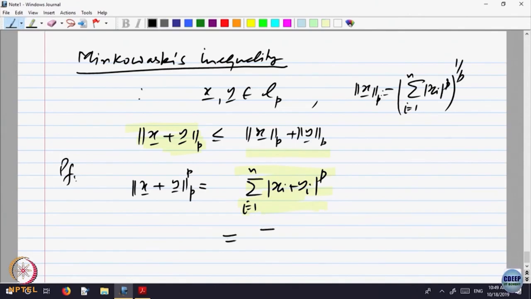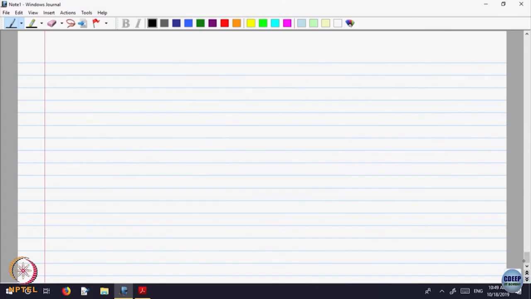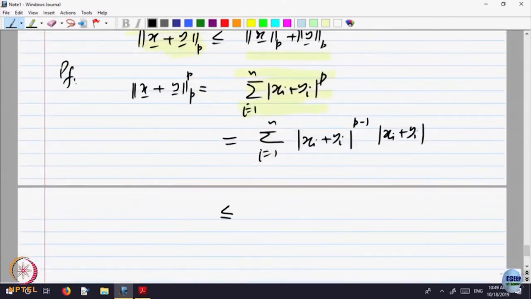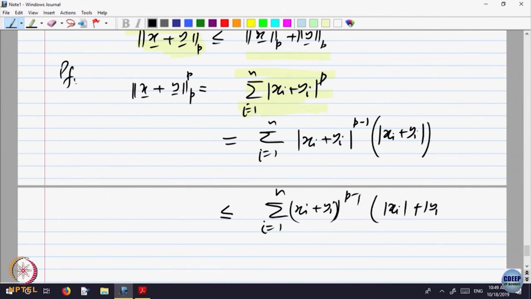So, write this equal to summation i equal to 1 to n mod x_i plus y_i raised to power p minus 1, into mod x_i plus y_i. Is that okay? Why am I doing that? Because this gives me immediately that this is less than or equal to, if I look at this quantity, mod x_i plus mod y_i. So, let us write that: summation i equal to 1 to n, mod x_i plus y_i raised to power p minus 1, into mod x_i plus mod y_i.